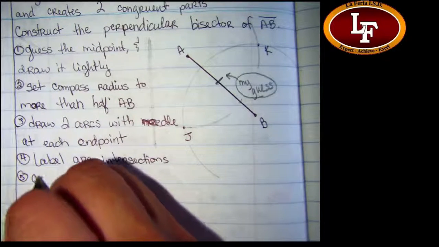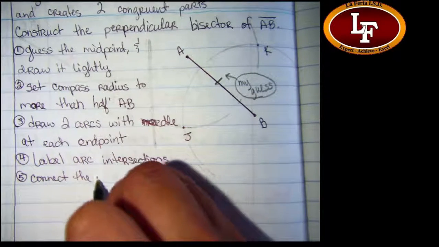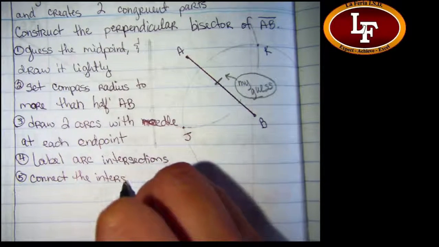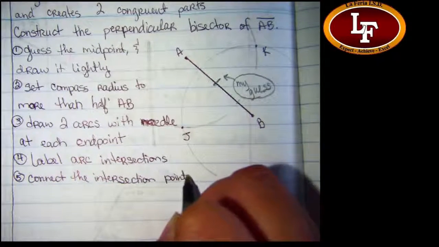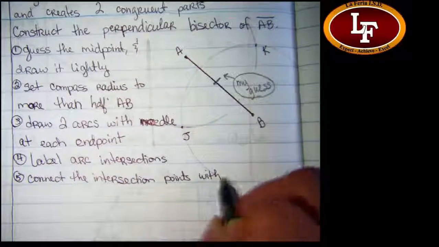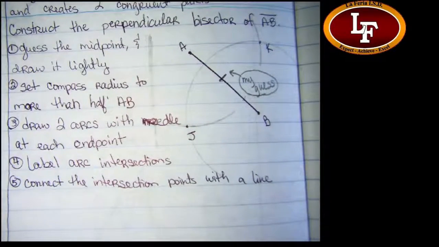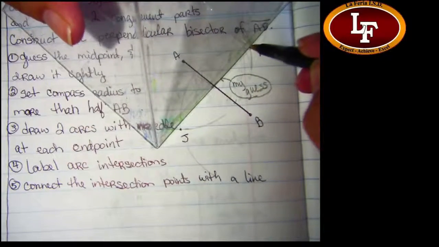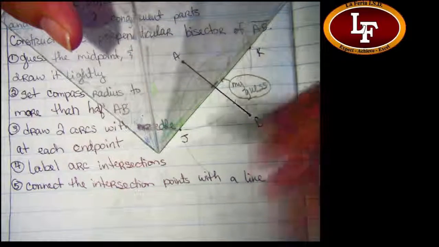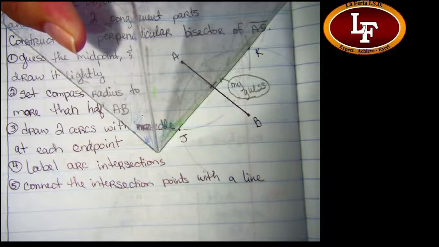Using your straight edge, please connect the intersection points with a line. I'm trading my opaque, you can't see through it, popsicle stick straight edge for my clear pyramid. That way I can hold it and my hands up off the paper and you can still see what the drawing is.